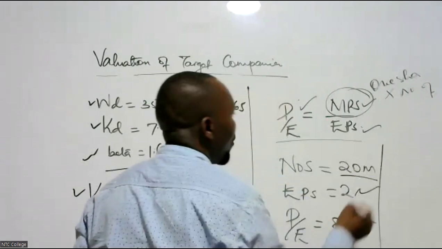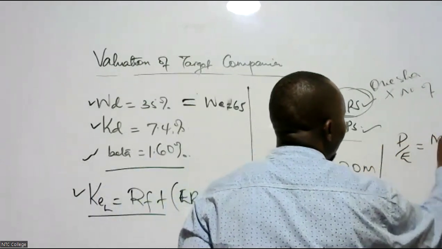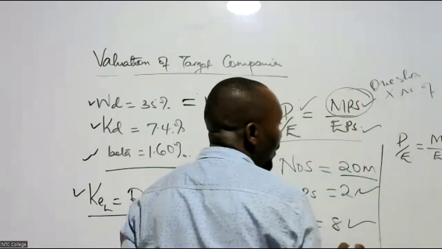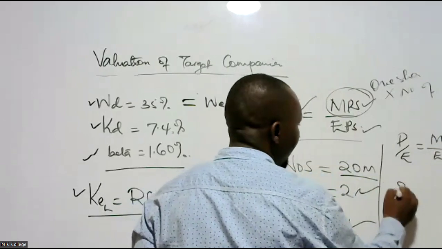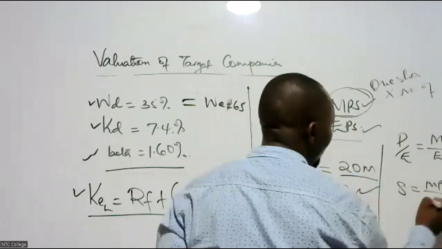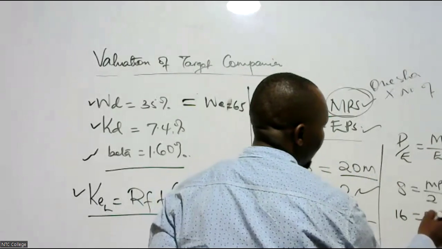So in this case, we simply say that since PE is equal to MPS all over EPS, then we have 8 is equal to MPS, which we don't know, all over 2. Then you have 16 is equal to MPS.